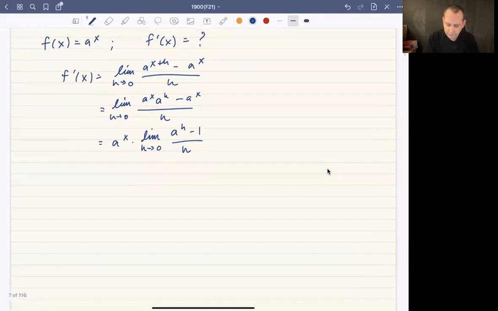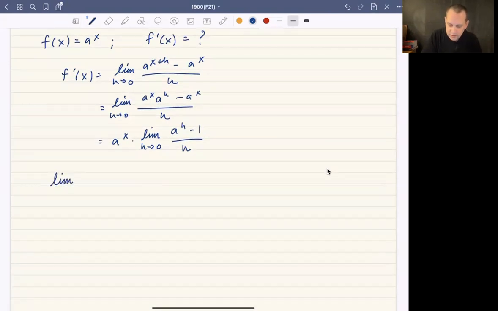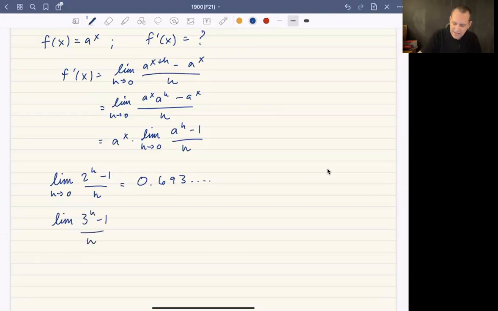And it turns out that if I think about a being 2, if I look at 2 to the h minus 1 over h, and I take the limit as h goes to 0, you can play around with this a little bit, say on a calculator, and you can figure out that this limit is something like 0.7. It's about 0.693. And if a is 3, as h goes to 0, this is going to be something like 1.01. Something like that, a little bit bigger than 1.